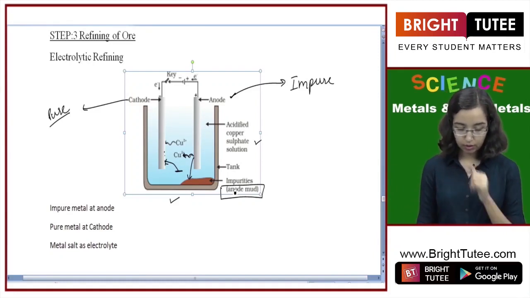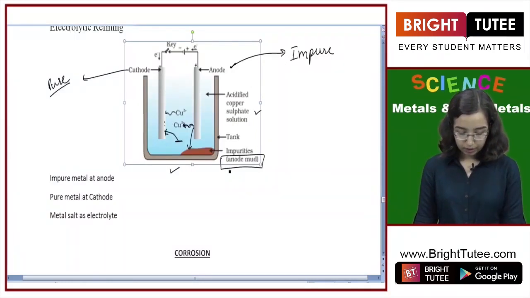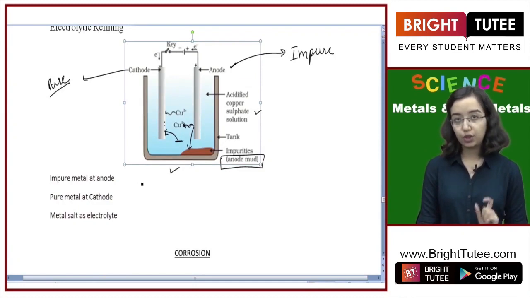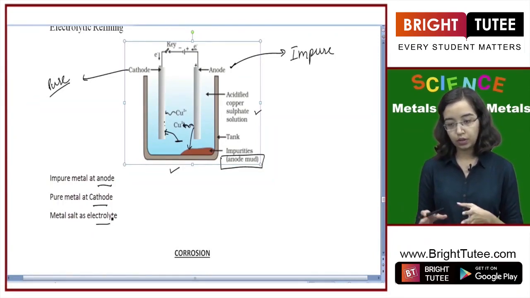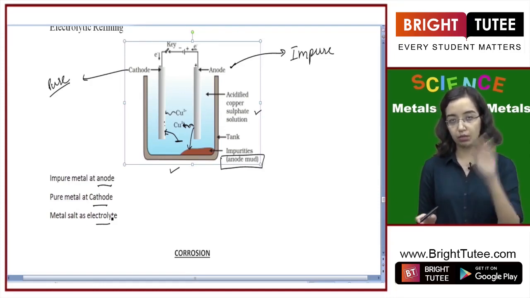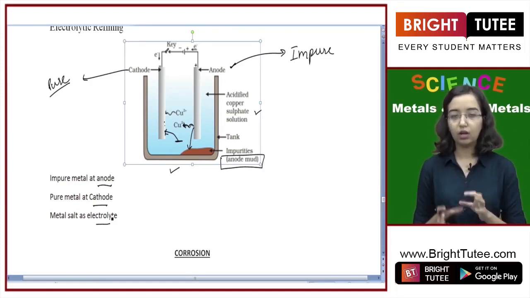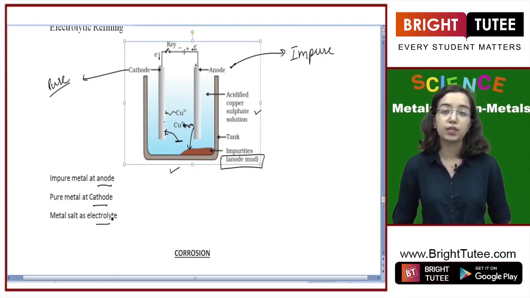So this process is called electrolytic refining of the metal. For this, we have three basic steps. Use the impure metal at the anode, use the pure metal at the cathode, and the metal salt as the electrolyte. Then this process will happen where the anode will send the metal into the electrolyte. From the electrolyte, the metal will go on and deposit on the cathode. The same amount would deposit on the cathode, and then we will have pure metal at our hands. So this is the entire process of extraction.